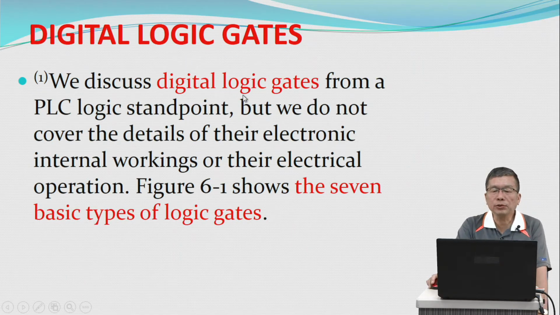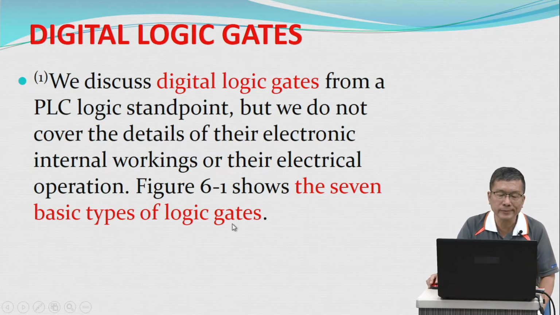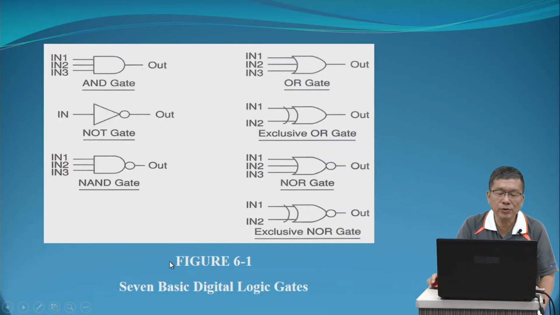We discussed digital logic gates from a PLC logic standpoint, but we do not cover the details of their electronic internal workings or their electrical operation. Figure 6.1 shows the 7 basic types of logic gates. This picture shows the 7 basic digital logic gates: AND gate, NOT gate, NAND gate, OR gate, exclusive OR, NOR gate, and exclusive NOR gate.